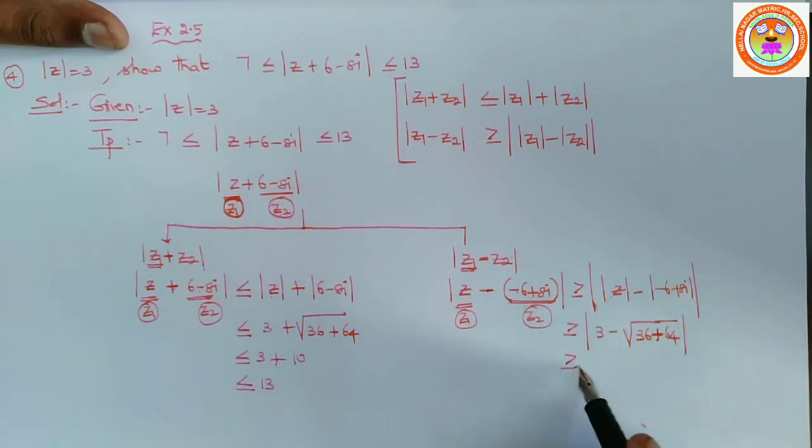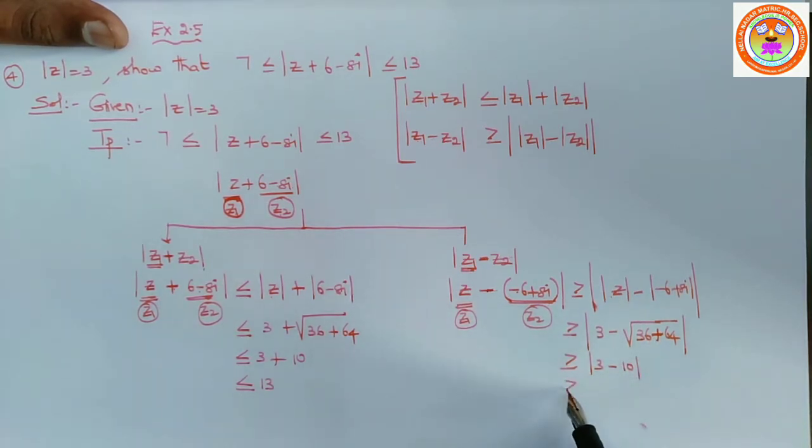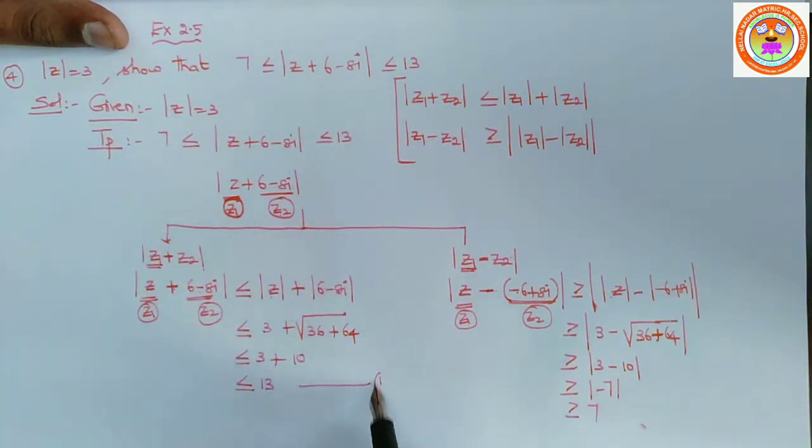Listen carefully, greater or equal to 3 minus. This is square root of 100. Square root of 100 is 10. Greater or equal to 3 minus 10, minus 7. Greater or equal to 7. Minus 1 becomes plus 7. See here, I got 7, I got 13. Keep this as equation 1, keep it as equation 2.